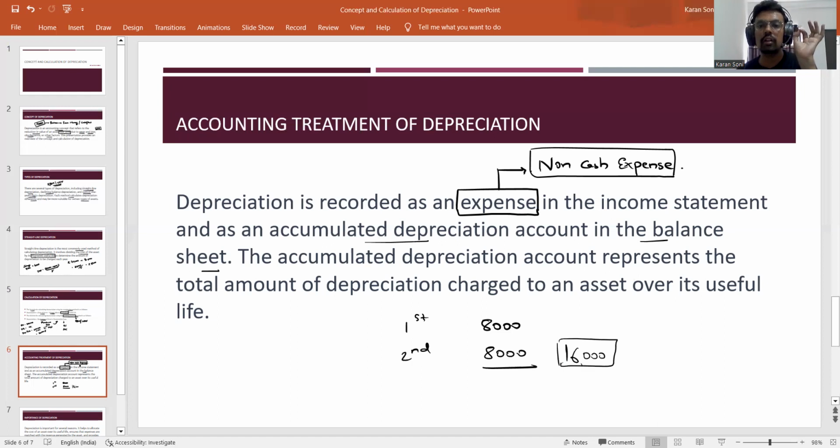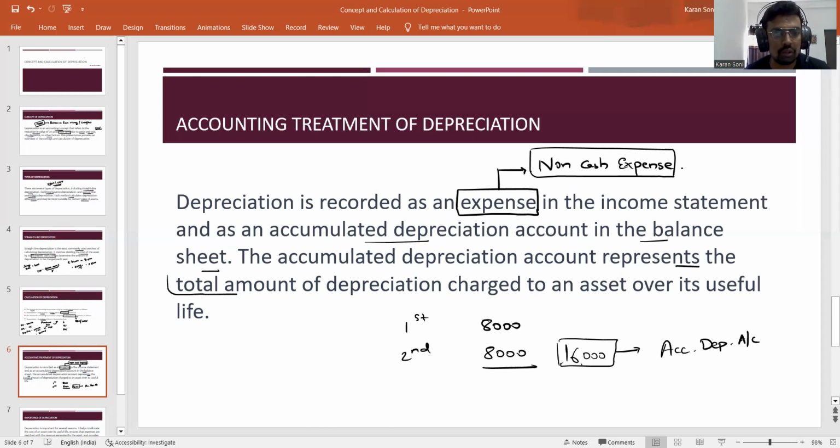So this total depreciation as on a particular date of balance sheet is shown in accumulated depreciation account in balance sheet. We will learn about this concept in more details in the upcoming session. You don't have to worry about. The accumulated depreciation represents the total amount.